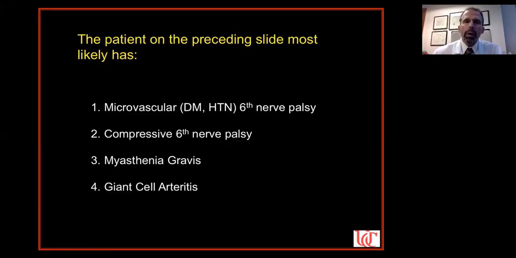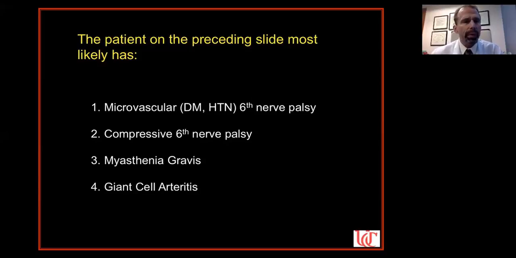All right, so the majority of you, 80%, say microvascular, a few say compressive, a few say giant cell, and no one said myasthenia. Could it be myasthenia? Yes. Myasthenia could mimic a sixth. It's not in this case. Could it be giant cell arteritis? Yes, and in his case it wasn't, but you definitely want to ask those questions.